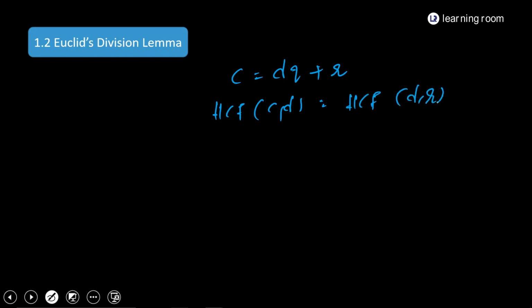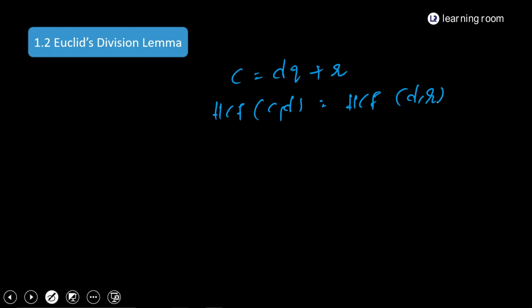Let's say I have two numbers, C and D. We are expressing using Euclid's lemma C equals dq plus R. So what we are saying here is HCF of C comma D is equal to HCF of D comma R. That's why we are able to go to the next step, right? If this is not valid, we can't do it. So the first thing is we need to prove HCF of C comma D is equal to HCF of D comma R.